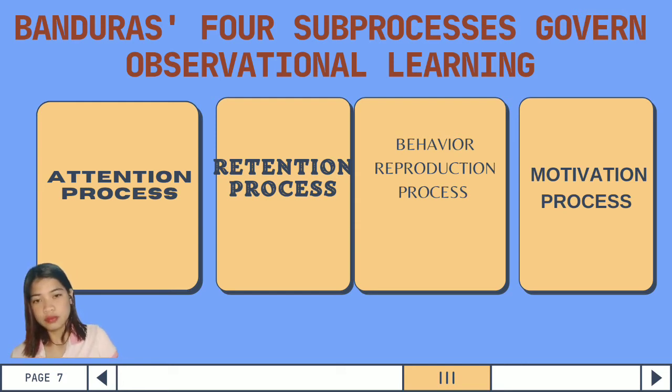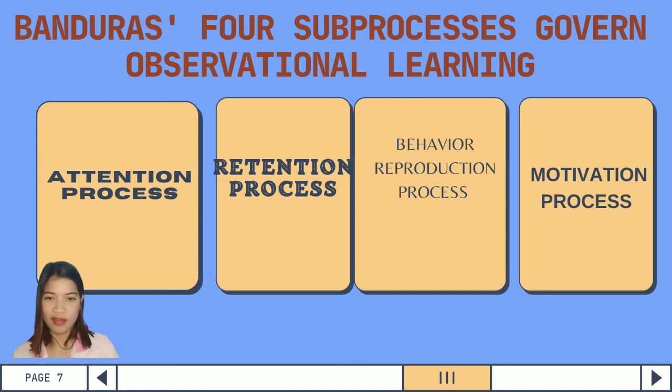The attention process is important because it makes you more attentive to adapt the observation and apply it as motor learning.